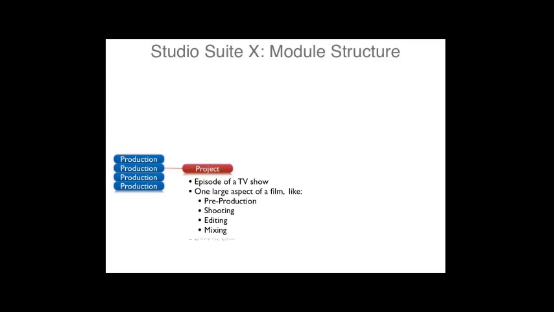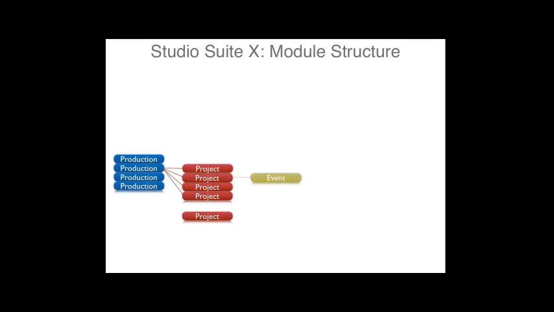And of course, these could be budgets for pre-production, shooting, editing, a reel of a film, or just a one-off job. So a project can obviously contain both the budget and the actual, and of course the difference. And a production can have many projects, and projects can stand by themselves. A production has within it one or more events.